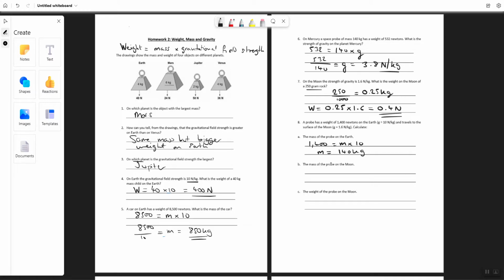The mass of the probe on the moon: mass is the thing that doesn't change. It's the same amount of stuff, same number of particles over on the moon. So this probe when it's on the moon, the mass is still 140 kilograms. The weight of the probe on the moon, well, we've got weight is equal to mass, which is 140 times 1.6, which is 224 newtons, I think.